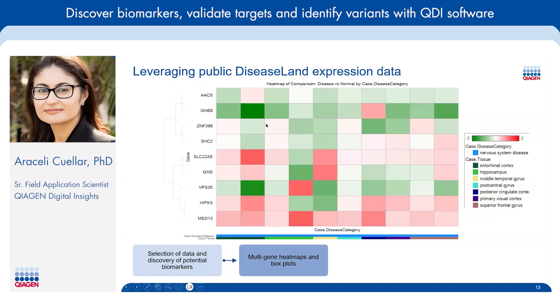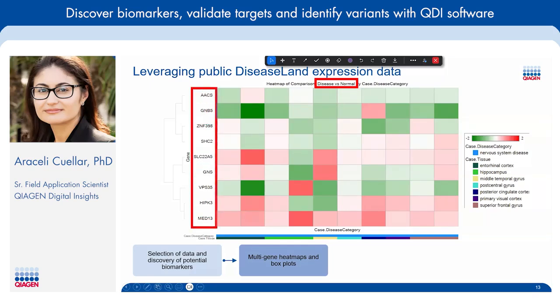Now, in OmicsSoft, you can generate a heat map for differentially expressed genes. And so here you have a heat map of comparisons. Here we're taking a look at a disease versus normal comparison for Alzheimer's data sets. And over here on the y-axis, we have different genes that you are interested in, potential biomarkers that have been identified in different publications. And so here, the red coloring represents upregulation in disease versus normal, and the green represents downregulation in disease versus normal.